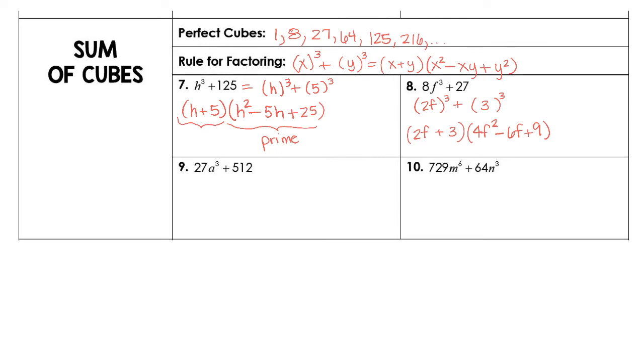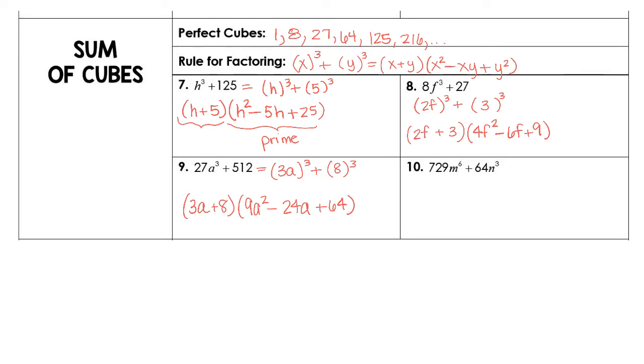Let's go ahead and check these. So for the first part, it looks like a 3 and an a are being cubed. What's being cubed to give me 512? 8. Okay. So let's see. Go ahead and plug into our formula. So our first parentheses, we have 3a plus 8. And in our second parentheses, you should have 9a squared minus 24a, right? And then plus 64. Did y'all get that? Awesome.